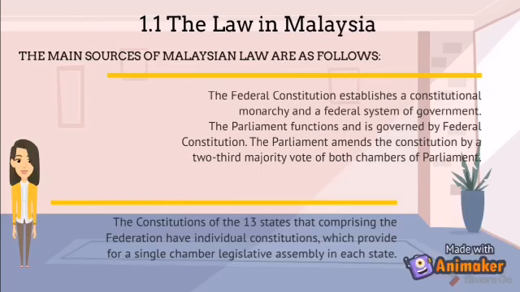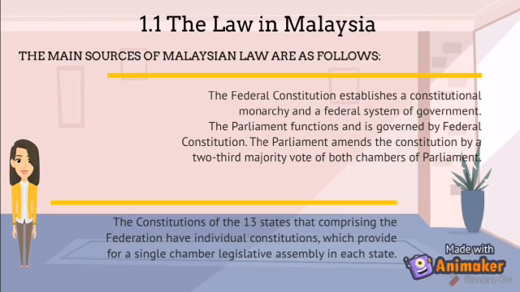In this video, we are going to present an overview of the law and the regulatory bodies in Malaysia. The main sources of Malaysian law are as follows. The Federal Constitution establishes a constitutional monarchy and a federal system of government. Parliament functions and is governed by the Federal Constitution. Parliament amends the constitution by a two-thirds majority vote of both chambers of Parliament.